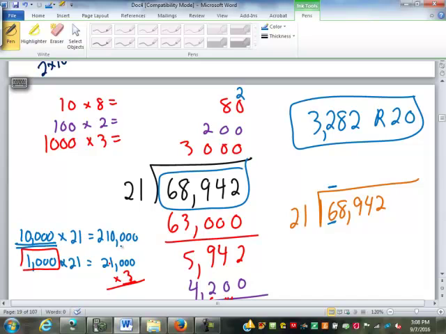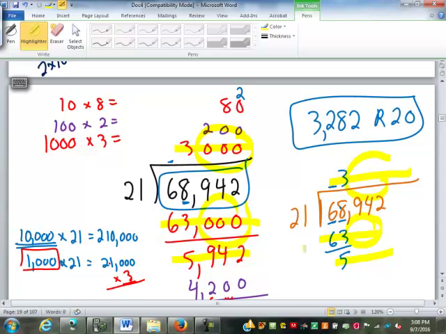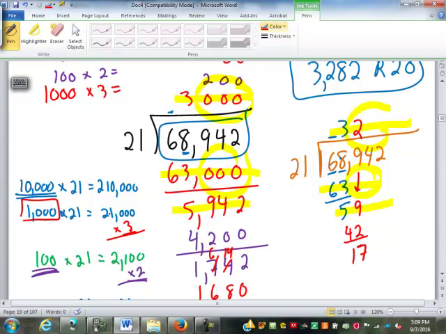We tried 10,000s. It was too big, so we didn't use it. We moved to the next place value, so we left it blank there. 21 goes into 68 3 times. 3 times 21 is 63. We subtract to get 5. Now, if you look over here, again, it looks very different, but if you compare this to this, all we did was leave off the zeros here. Bring down that next digit, the 9. 21 goes into 59 twice. 2 times 21 is 42. We subtract, we have 17. Again, all we did here, we left off the zeros. So it's the same process, we just extremely abbreviated it.